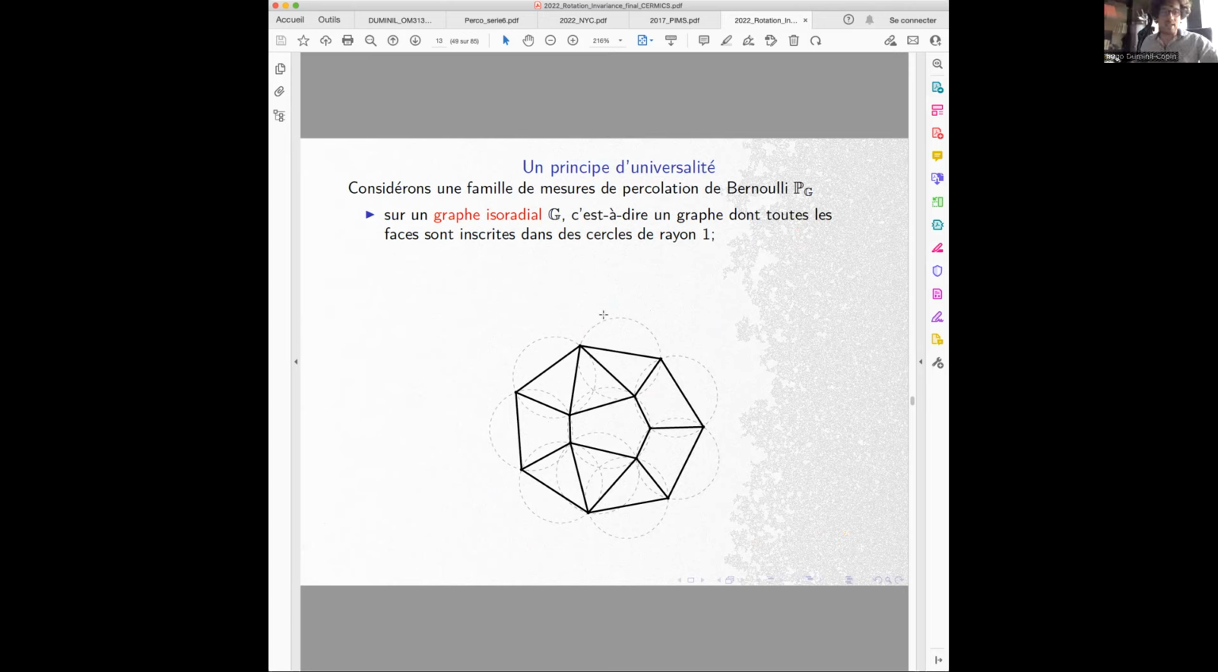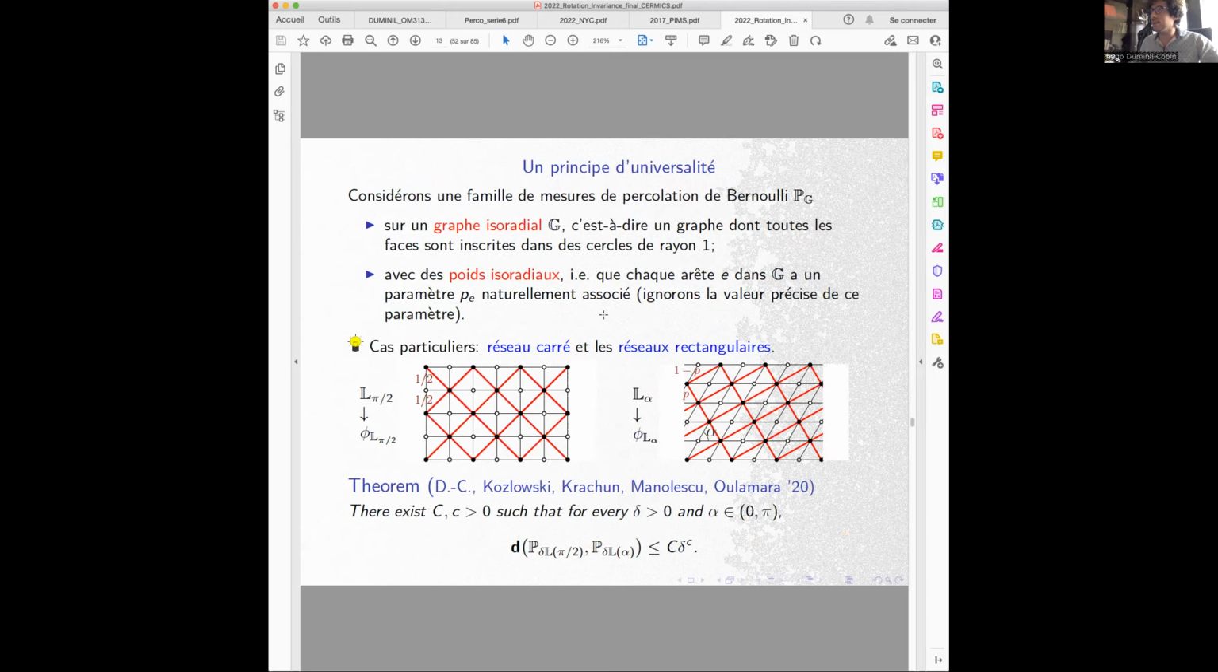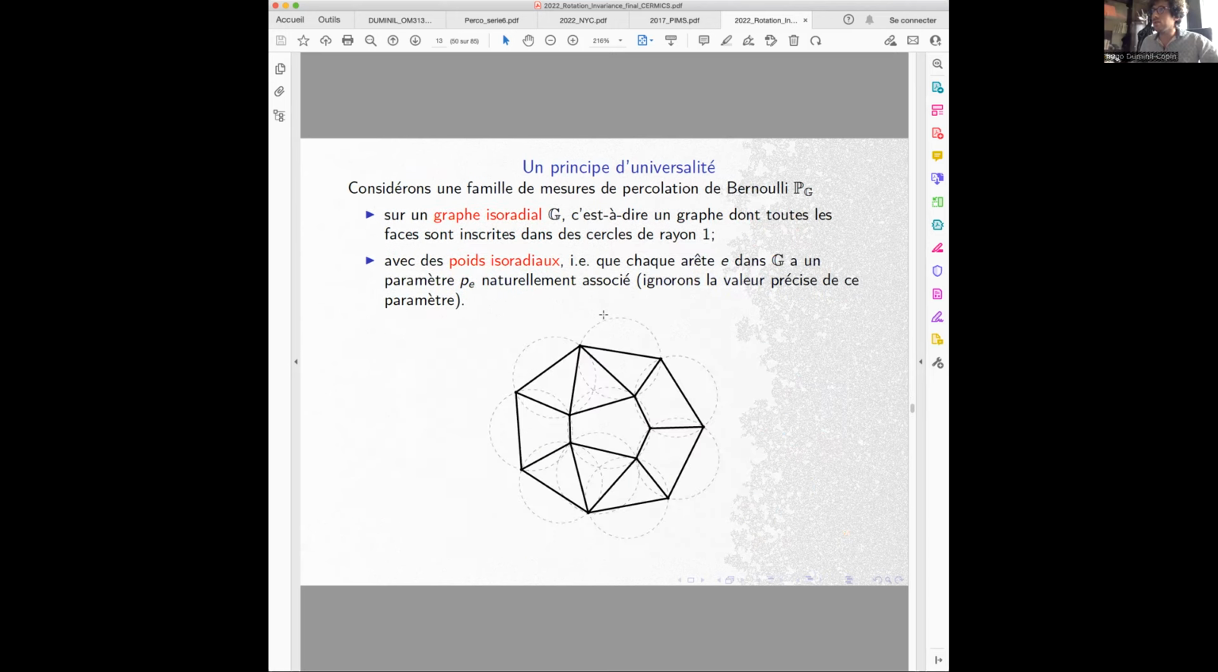So the idea is that we are actually going to do it by proving a kind of universality for the system. We are going to look at percolation, at Fortuin-Kasteleyn percolation on a class of graphs which are called isoradial graphs. So isoradial graphs are graphs for which each face is inscribed in a circle of radius 1.